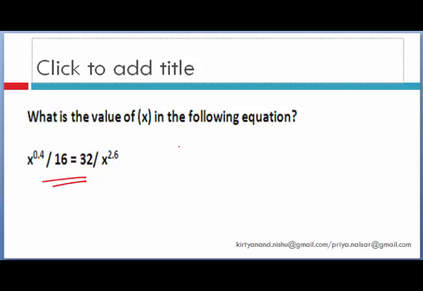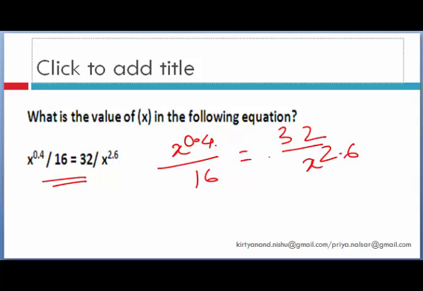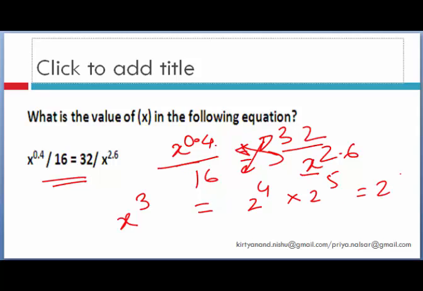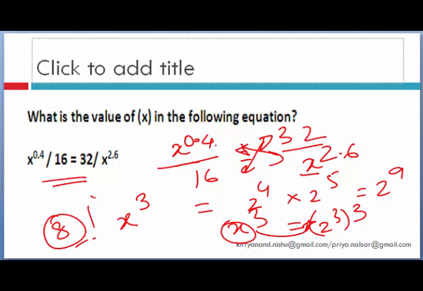This question is a very simple one. It's a powers and indices question and anyone should be able to do it. It's a simple case of cross multiplication. Same base, so powers will add up, and it becomes x raised to the power 3. Then you express the whole thing here: this is 4 into 2 raised to the power 5, which makes it 2 raised to the power 9. We can express it as 2 cubed whole cubed equal to x cubed, so x becomes equal to 2 cubed, which is nothing but 8, and that's the right answer. It's a very simple elementary class 4 or 5 type question.